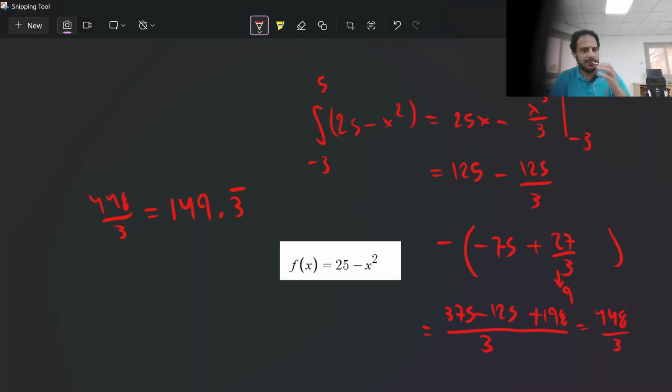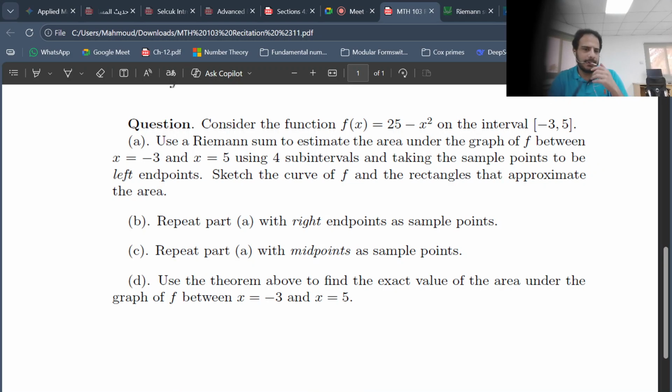Are you good with this? This method we will study in the next section, I think, the fundamental theorem. But here, part D tells you use the theorem above to find the exact value of the area. You can use left sum or right sum to find the exact value. So we solve the limit. Okay.